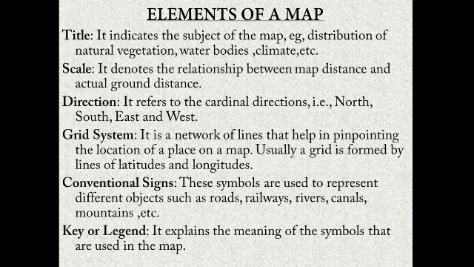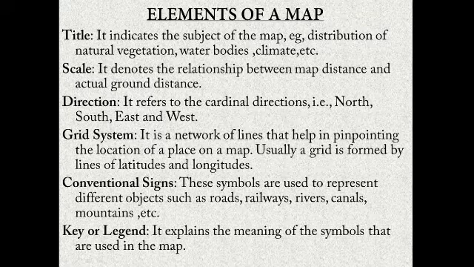What are the elements of a map? Six elements are there. These are all things you can see when you are observing a map. One is title. It indicates the subject of a map, for example, distribution of natural vegetation, water bodies, climate, etc. Then second one is scale. It denotes the relationship between map distance and the actual ground distance. That shows the scale. Three types of scale we studied.